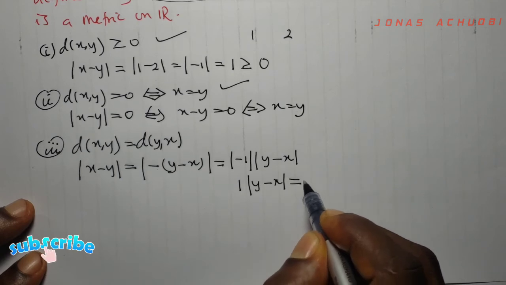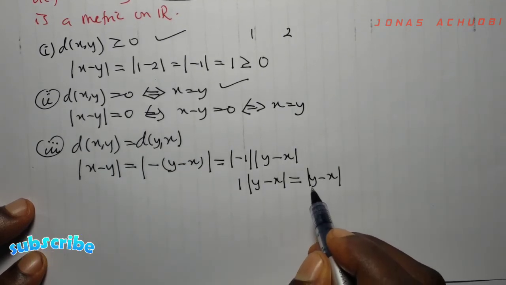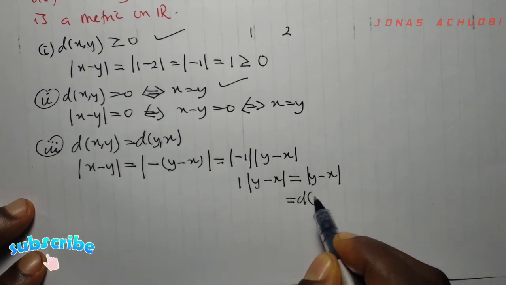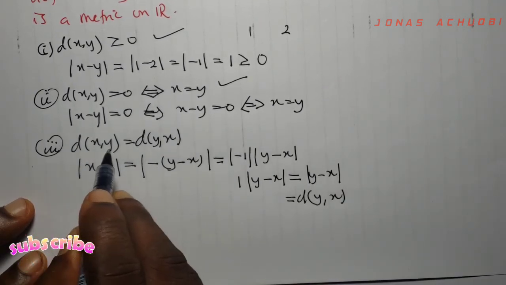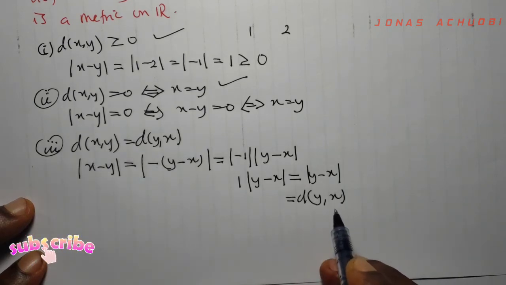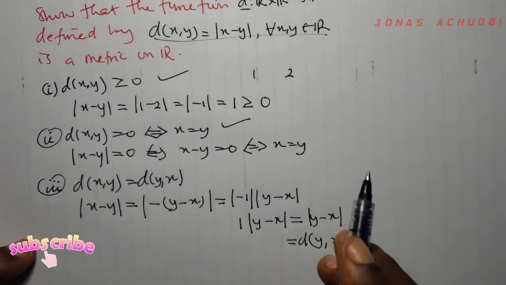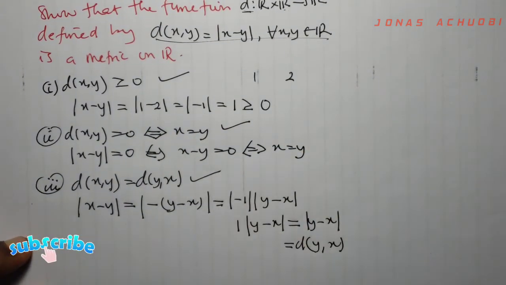And of course, the absolute value of negative 1 is 1, times the absolute value of y minus x. And this is nothing but the absolute value of y minus x, which is the distance between point y and point x. So we have shown that the distance d(x, y) is the same as the distance d(y, x), meaning that the distance function as defined here is symmetric. So condition number 3 is satisfied.